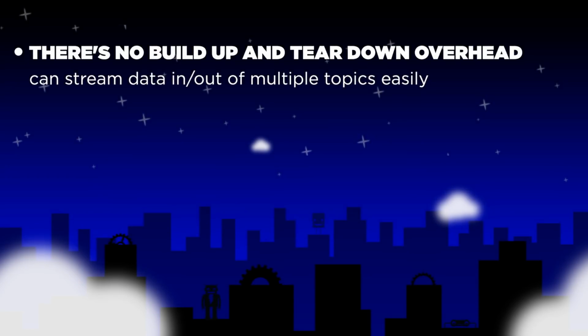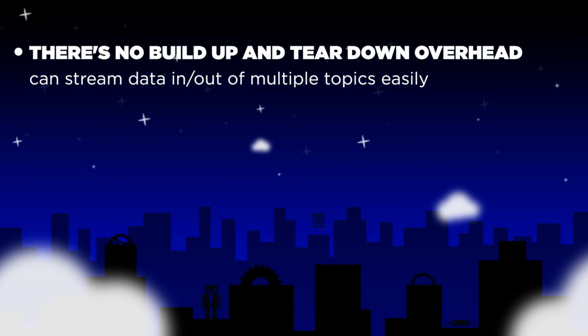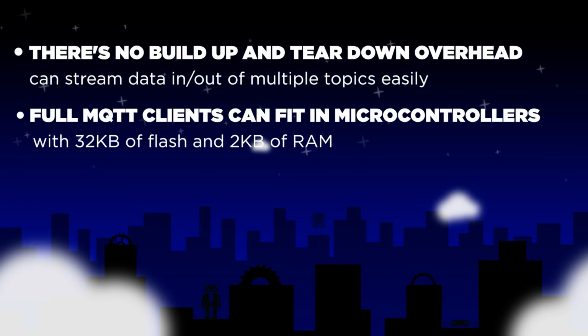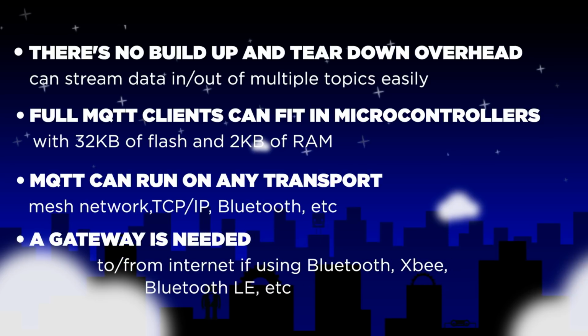Unlike HTTP, there isn't any big build-up and tear-down overhead for every request, and we can stream data in and out of multiple topics quickly and easily. This makes it easy to adapt to any transport since there are no underlying layers that you have to depend on. And full MQTT clients can fit in microcontrollers with as little as 32K of flash and 2K of RAM. MQTT can run on top of any kind of transport, whether it be a mesh network, TCP/IP, or Bluetooth. But if you're using Bluetooth, XBee, LoRa, or any other non-internet connected protocol or device, remember, you're going to need a gateway to get data to and from the internet.